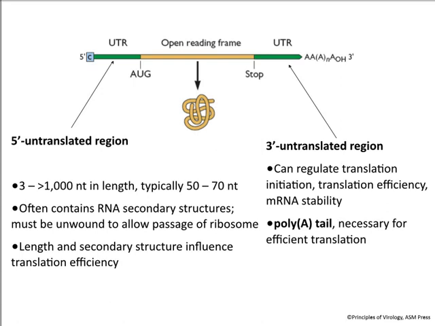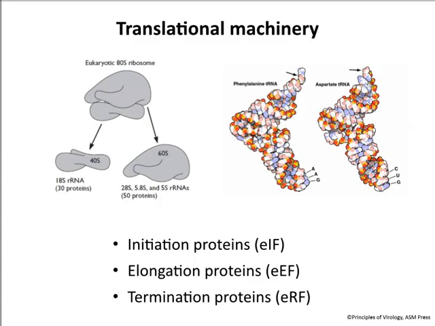The 3' UTR can also regulate translation initiation because, as you will see, we think that mRNA is actually translated as a closed loop. And the poly-A tail is also necessary for efficient translation. The translational machinery consists of ribosomes, or flying turkeys over here, which of course are protein-RNA assemblies. In eukaryotic cells, there are 40S and 60S subunits, and both are made up of ribosomal RNAs and proteins. And of course, it's the RNA that carries out the catalysis.